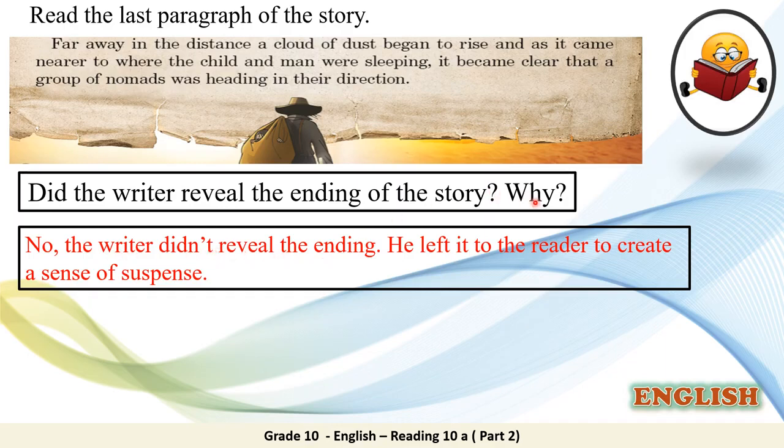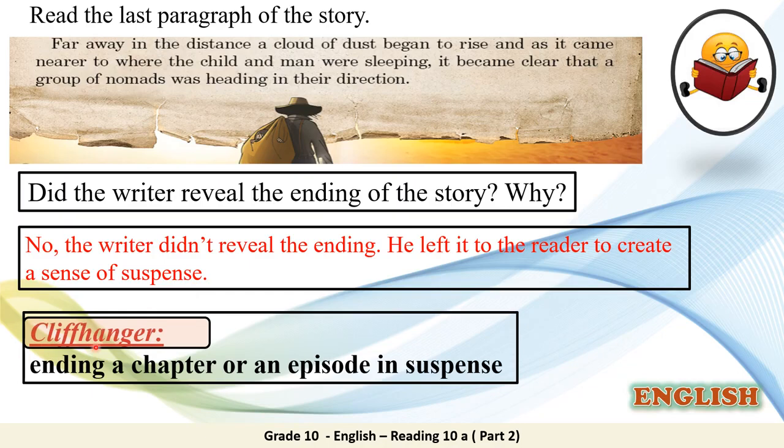And why? He left it to the reader to create a sense of suspense. And this is what we call cliffhanger. It means ending a chapter or an episode in suspense. So the end is curiously unexpected. The main characters are left in a difficult situation without offering any solutions. The solutions are left to the imagination of the reader.